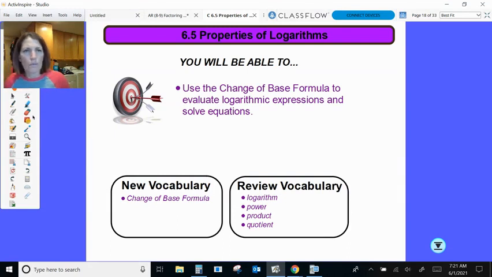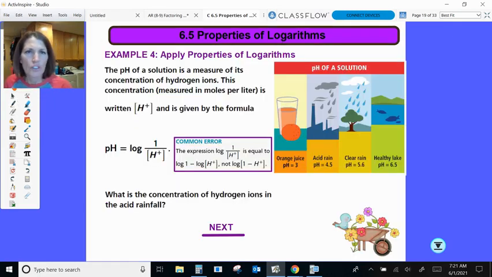Good morning, everybody. Welcome back. We're going to talk about the second day of 6.5 today, which is the change of base formula, so we can start evaluating any kind of logarithm. First of all, let's look at applying logarithms in a story problem.